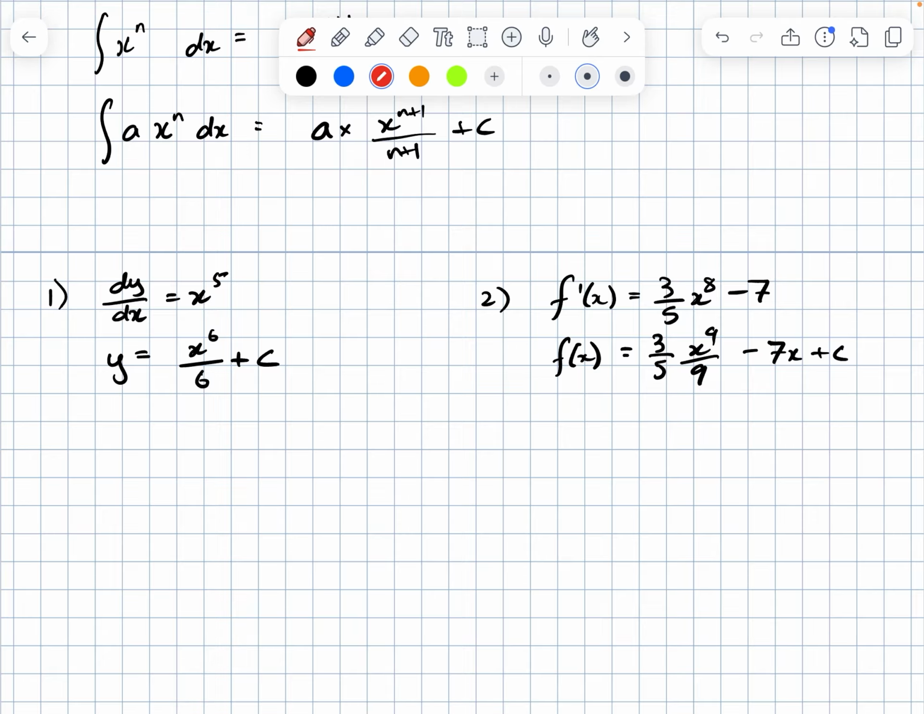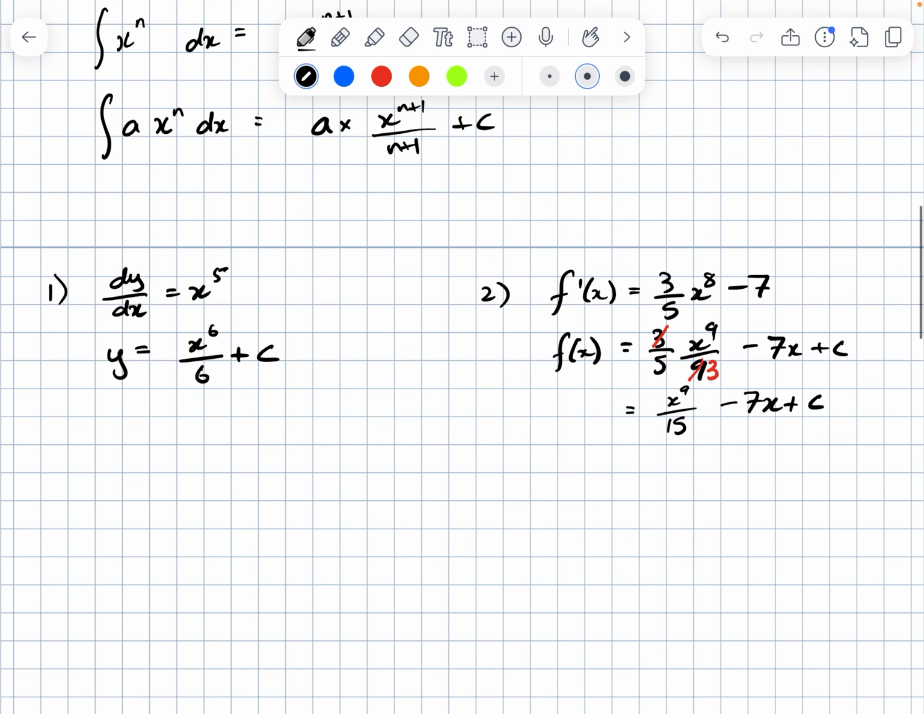Simplifying, the 3/5 times 1 over 9, the 3 and the 9 can cancel to give a 3 in the bottom and the 1 on the top, giving us x to the power of 9 over 15 minus 7x plus c. It's really important that you're good and comfortable with fraction multiplication and fraction division in this topic.